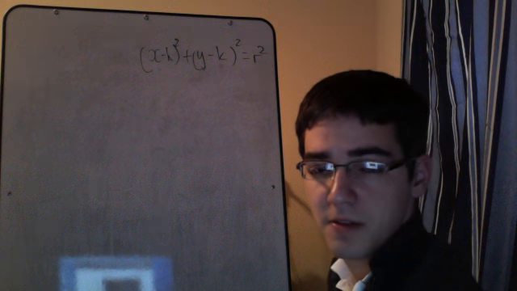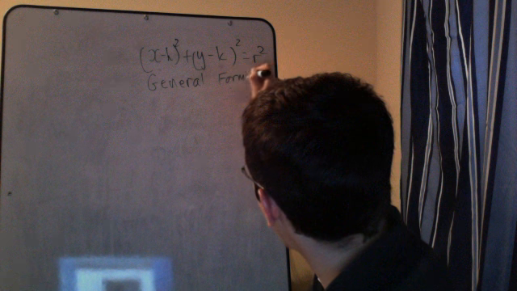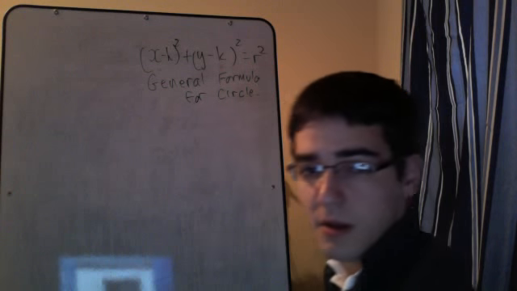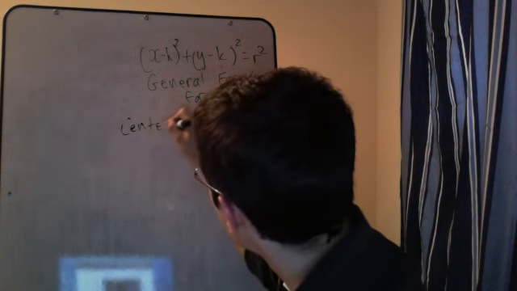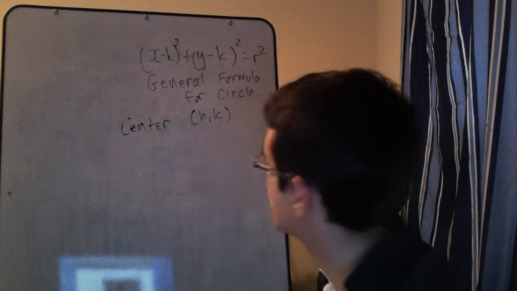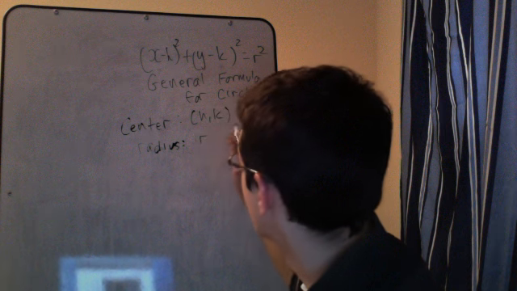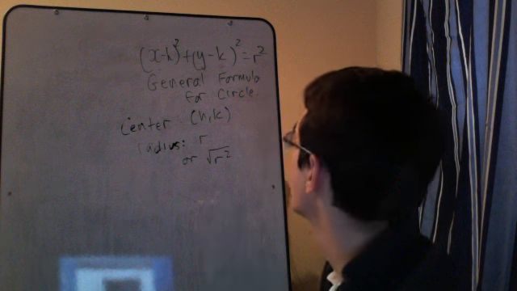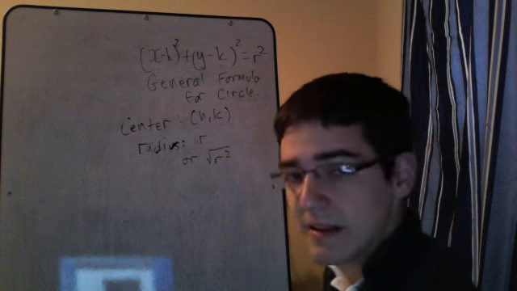This is the general formula for a circle. The center is at (h, k), and the radius is just r, or take this value and take the square root. Those are generally the basics.